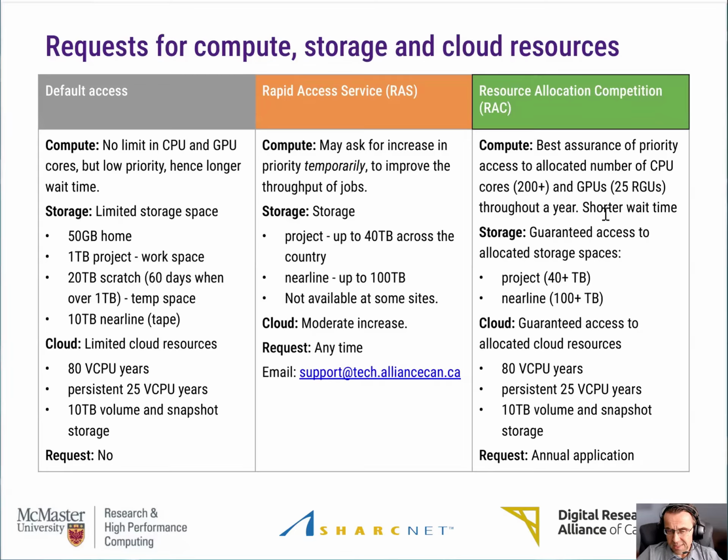The deadline is approaching, early November, so you should be applying soon. To be able to apply for RAC, you really need to request lots of resources: above 200 CPU cores or 25 reference GPU units, which are special GPU units we came up with, or more than 40 terabytes of project space, or more than 100 terabytes of nearline space. These are the minimum limits for the cloud RAC applications.